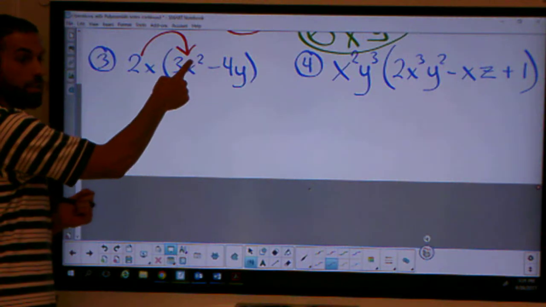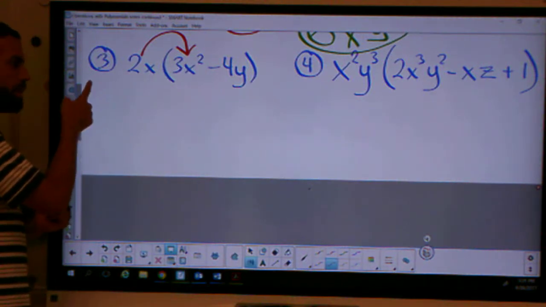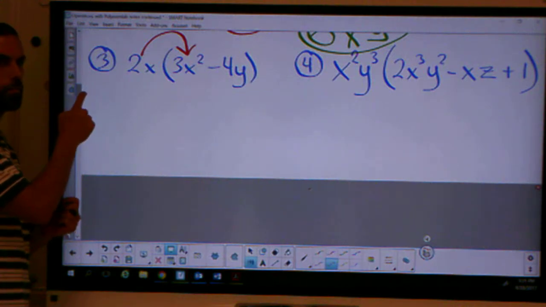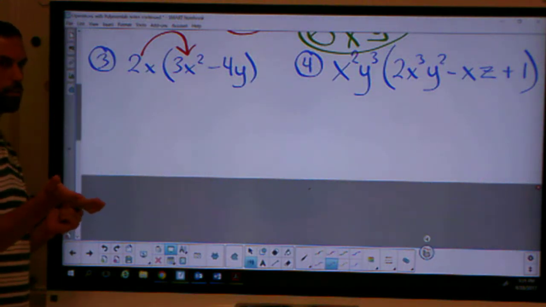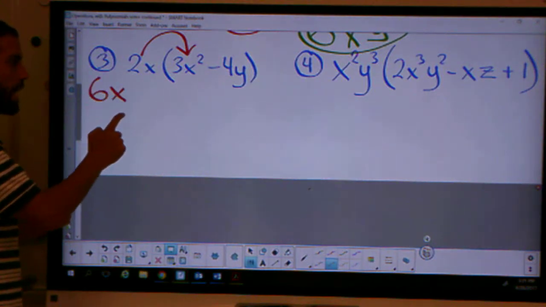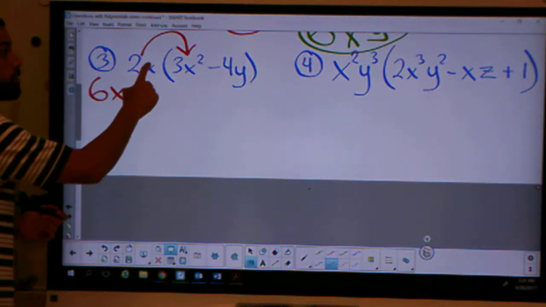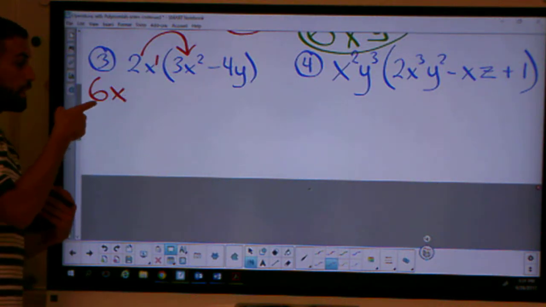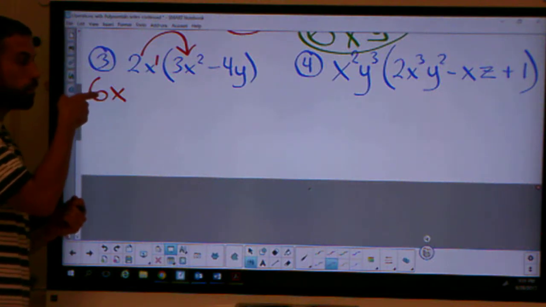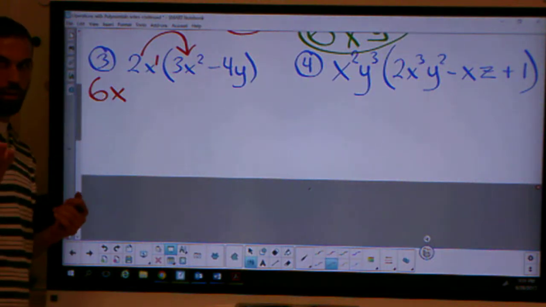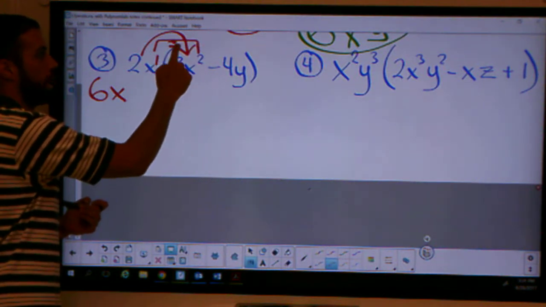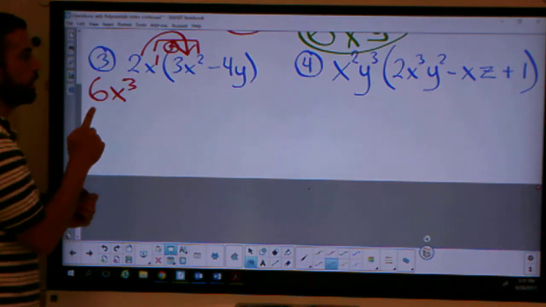2x times 3x squared. Well, what's going to be the number part of this final answer? Just the number. Cal? 6. 6. How'd you get that? 2 times 3. You get 6. Now for the x part. There's an x^1. What's going to be the exponent on this x right here? Flip. Cubed. 3. And where'd you get it from? You add the 1 and 2. When you add those together, you get x cubed. Very good.